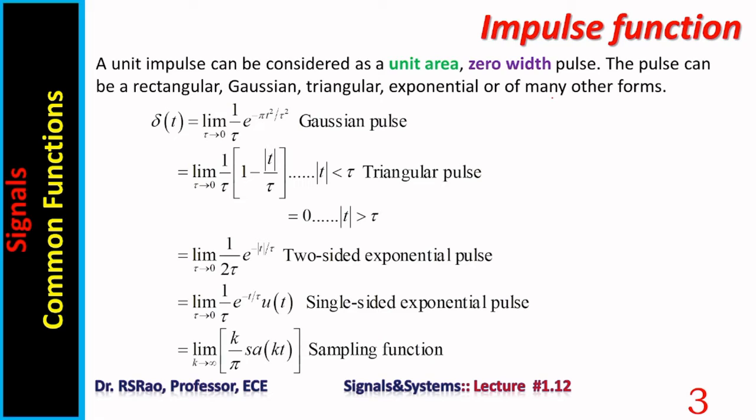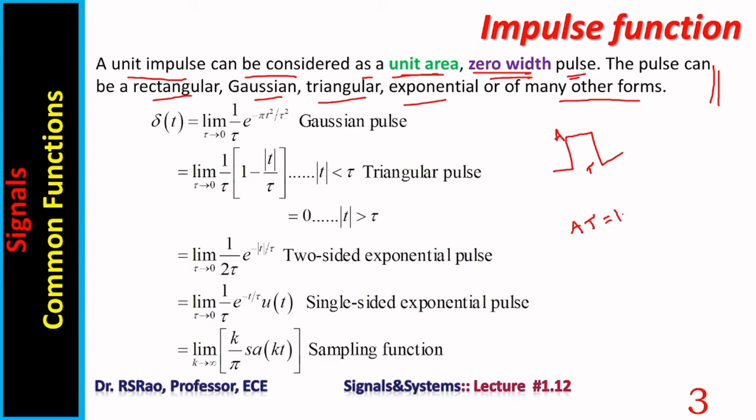Now we go a little bit deeper into the concept and formation of an impulse function. A unit impulse can be considered as a unit area, zero width pulse. This pulse can be rectangular, Gaussian, triangular, exponential, or many other forms. This statement requires some explanation. To describe, consider a rectangular pulse. Let us suppose its amplitude is A and duration is tau. Now the area of this pulse is A tau. Let us suppose it is normalized to 1.